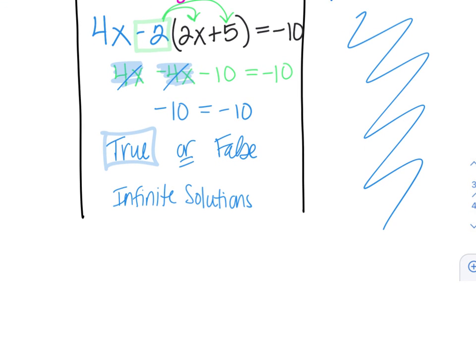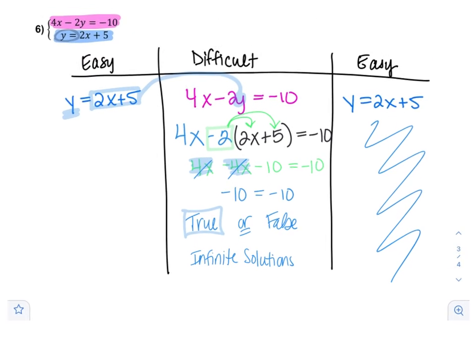So this is a unique situation I wanted to show you guys. Again, that was number 6.